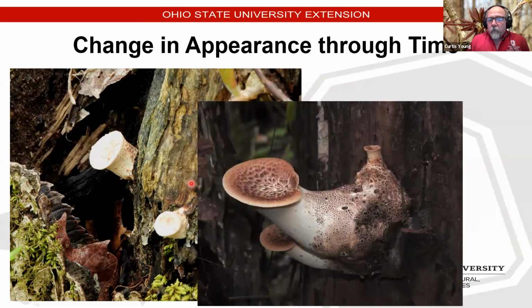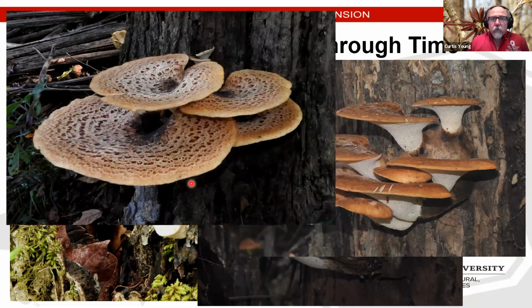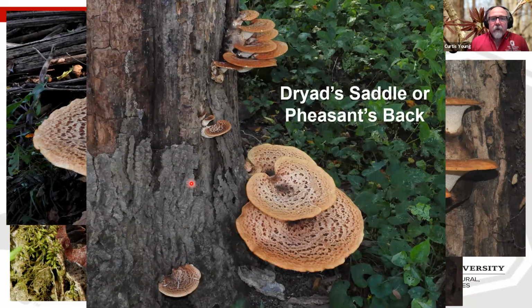Now, coming back a little later, you start getting better definition of what the species is. And even later yet, it's more fully developed and finally reaches its full potential in size. And of course, that's the dryad saddle or pheasant's back. And in this particular case, all stages were present on one tree here, and I didn't have to return frequently to see it as it developed.